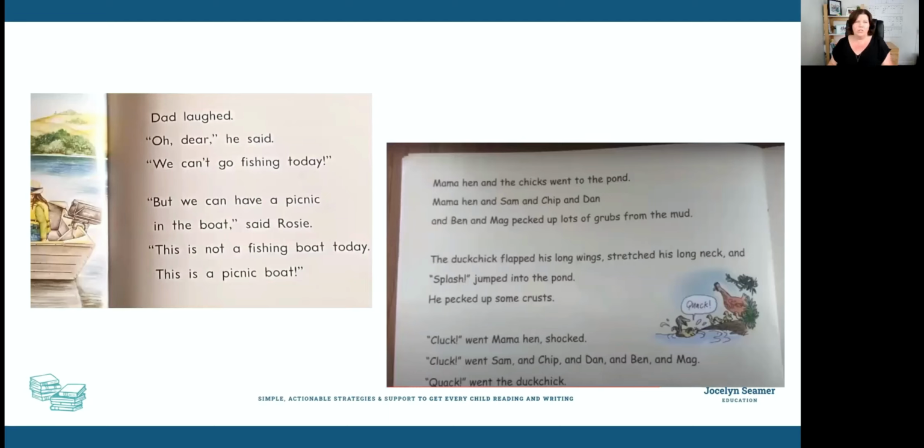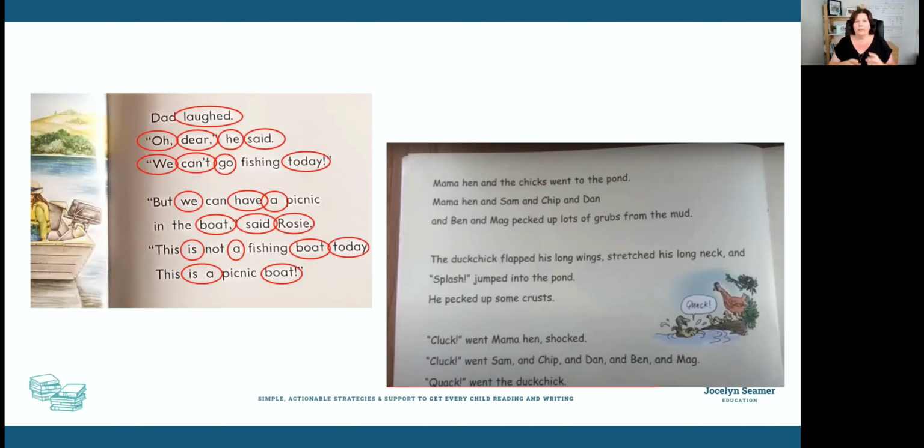Now, let's compare two decodable texts. I'm sure that just about everyone's seen that one on the left. That's a leveled text. And this one on the right is from Read Write Inc. Phonics. Now, both of these books would be given to children around the middle of year 1-ish. And so that's why I've chosen them, because it's good to compare them.